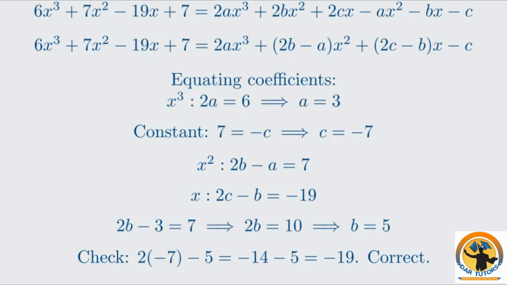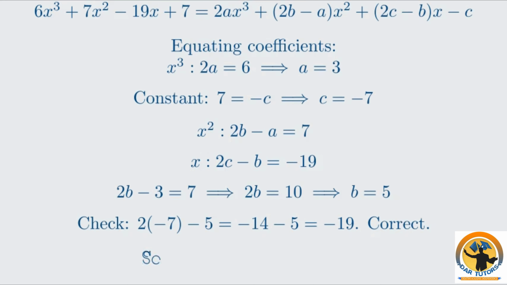We can check this with the x equation. 2 times minus 7 minus 5 equals minus 14 minus 5, which is minus 19. This matches the left side, so our values are correct. Therefore, the constants are a equals 3, b equals 5, and c equals minus 7. We have successfully used polynomial equality to find the unknown coefficients.